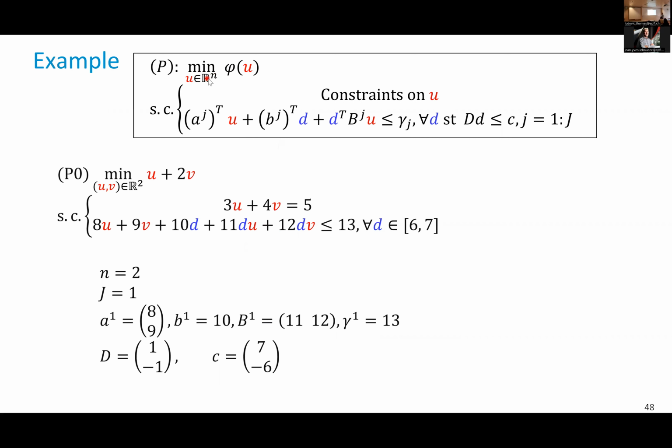So if I apply this general framework here, my dimension of the control is 2. The number of robust inequalities, capital J, is 1, and it is this generic form where this matrix that multiplies U is the matrix of coefficients 8, 9. The matrix that multiplies D is the coefficient 10 alone, and the bilinear term here is the matrix 11, 12. It's a row vector, but we can also see it as a matrix. So if I multiply 11, 12 by D on the left and U, V on the right, I obtain exactly this term here. And the right-hand side, the gamma, is 13. And the constraint on D is that D is between 6 and 7, which corresponds to this, saying D times the vector 1, minus 1 is less than 7, minus 6 here.